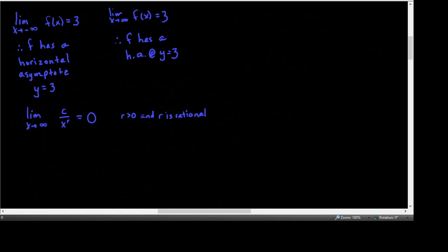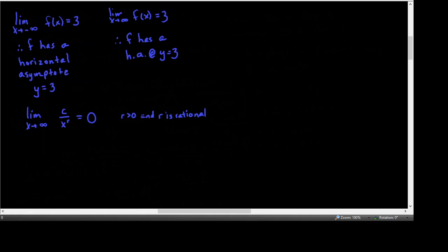So if you want to test this, just type 3 over 100, 3 over 1,000, 3 over 10,000, 3 over 100,000, 3 over 1,000,000, 3 over 1,000,000,000, and notice how your answers are getting closer and closer to 0. And that works whether it's positive or negative infinity that x is approaching.